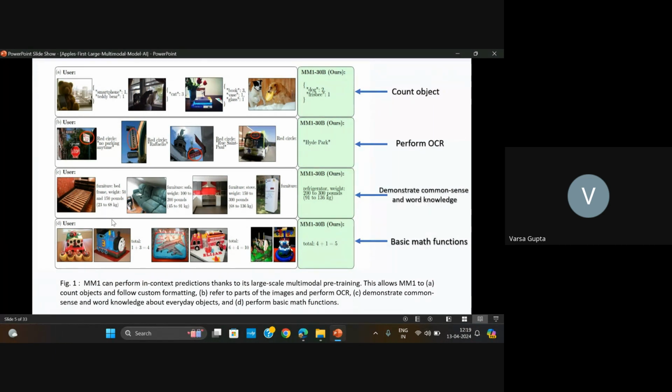The last row shows that it can perform basic math functions. Like in the first image, there is a piece of cake, and there's one symbol written on it. And in the second image, there is a toy car, and there we have three written on it. So the model computes 1 plus 3 is equal to 4. So it's able to perform the math function by taking the numbers in the images. We normally do it by text, but it can do math by taking the numbers in the images.